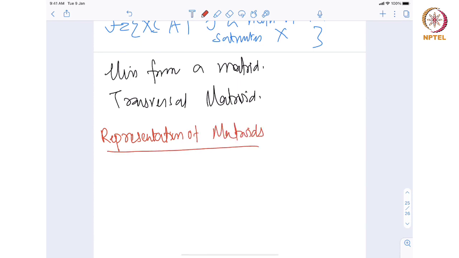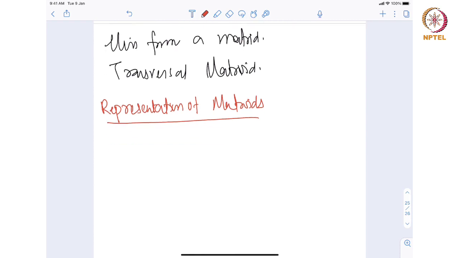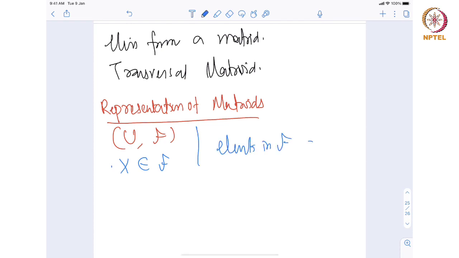Okay. What is a representation of a matroid? Notice that you are given a U and a family F. F could be very, very large. So how do you check whether some X belongs to F or not? Elements in F are called independent sets. How do you check whether X is independent or not?